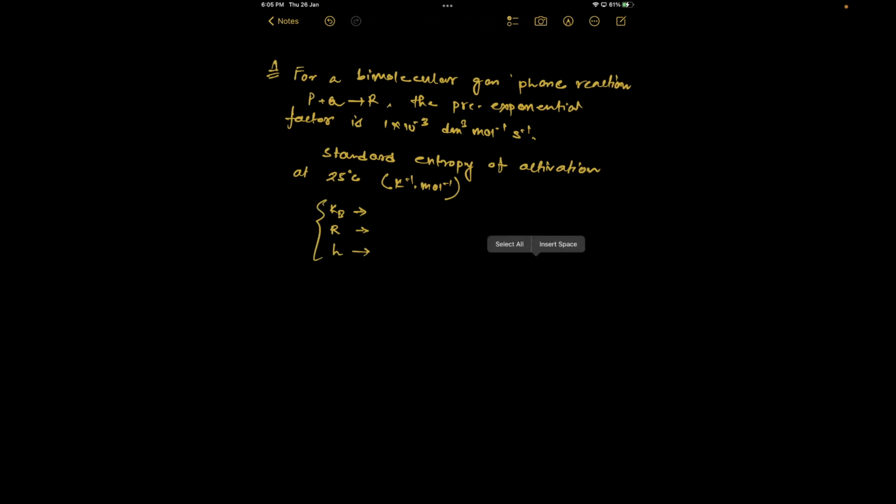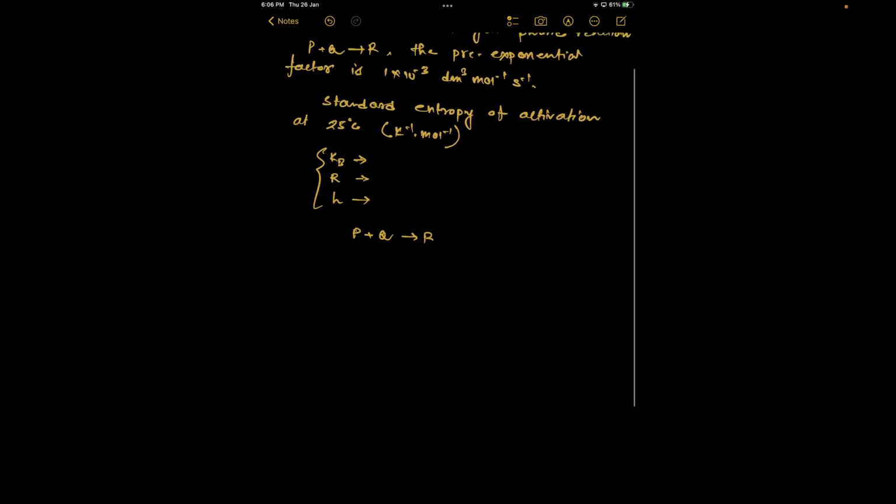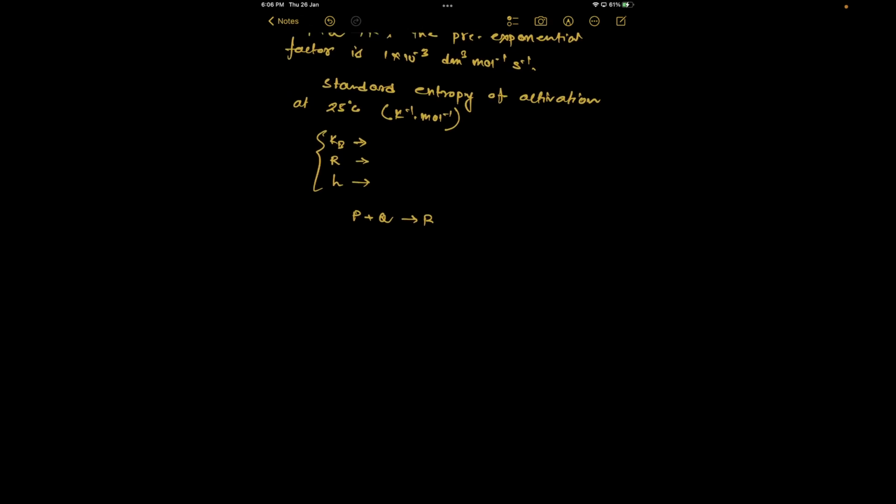So here it is a bimolecular gas phase reaction where the reactants are P and Q, and the product is R. The pre-exponential factor is given. Pre-exponential factor means the question is from the transition state theory approximation, right? So we have to find out the rate constant using the transition state theory. Here I am just guiding you how to solve this question.